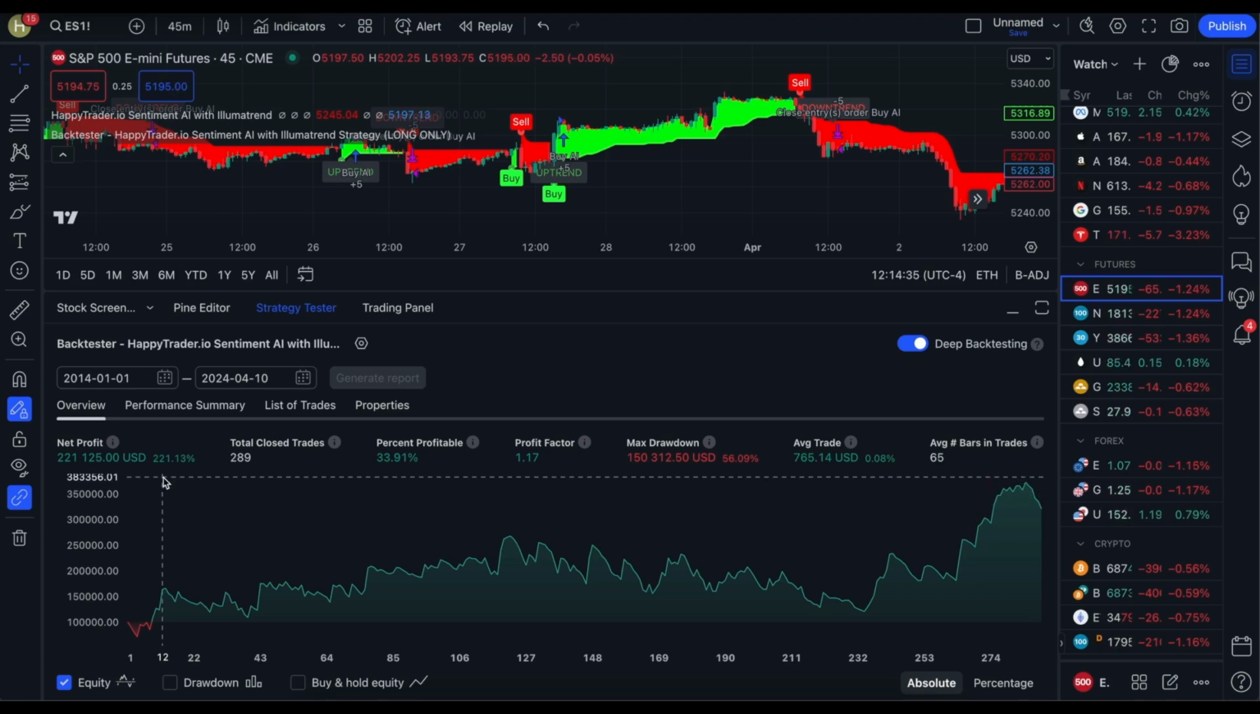But you can see here, if we're using a way bigger account, things are a little bit different. But look at the net profit, $221,000, and we're holding at that 33.91% profitable for a 221.13% drawdown. Not as crazy as the NASDAQ, not as crazy as Bitcoin, only 56%, not too bad.